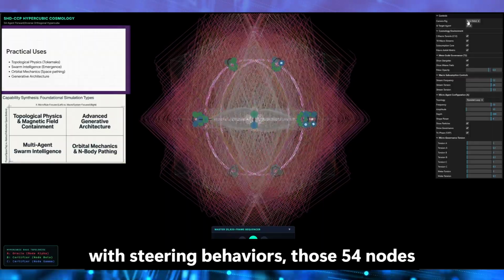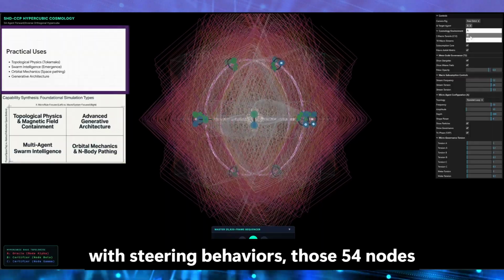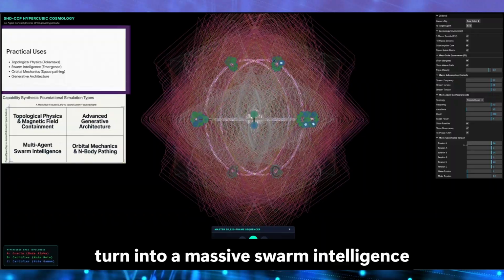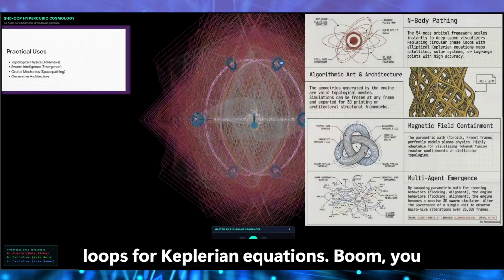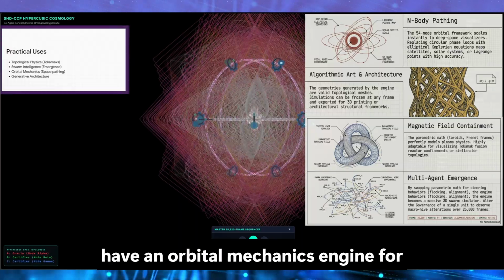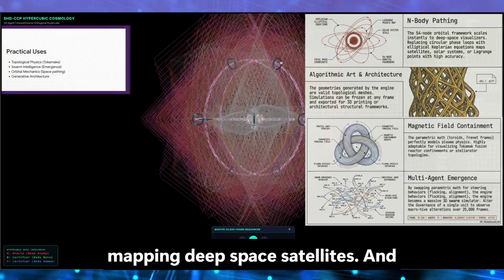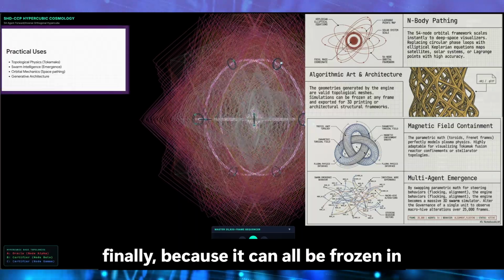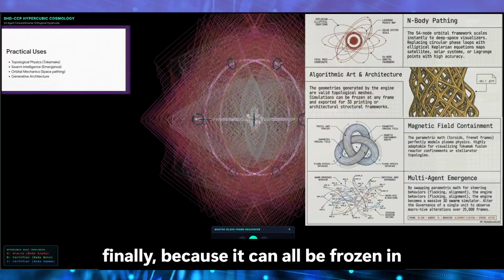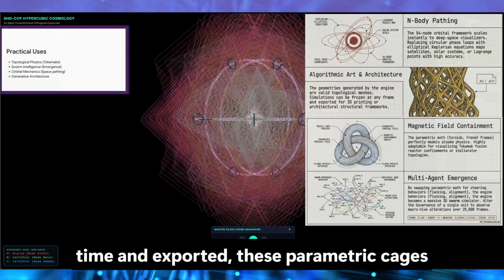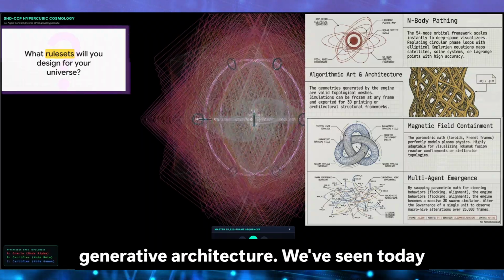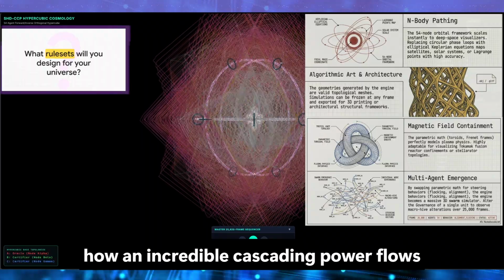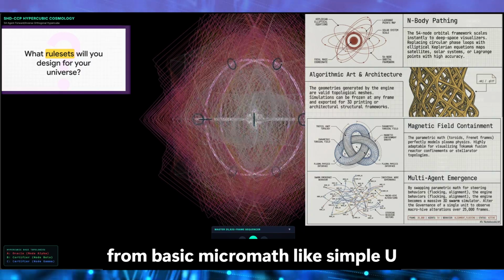If you replace the math curves with steering behaviors, those 54 nodes turn into a massive swarm intelligence drone simulator. Swap out the circle loops for Keplerian equations, boom, you have an orbital mechanics engine for mapping deep space satellites. And finally, because it can all be frozen in time and exported, these parametric cages can actually be 3D printed for advanced generative architecture.